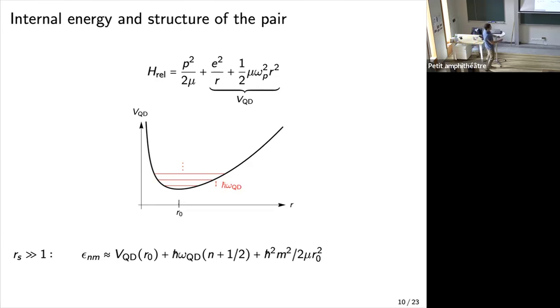It's determined by two quantum numbers. First of all, there's a constant term having to do with the energy at the bottom of this well, plus these harmonic oscillator levels with spacing h bar omega qd having to do with the curvature at the bottom of the potential. And the last term here, h bar squared m squared over 2 mu r0 squared, is just the angular momentum or the rotational kinetic energy of this pair, m being the relative angular momentum of the pair.